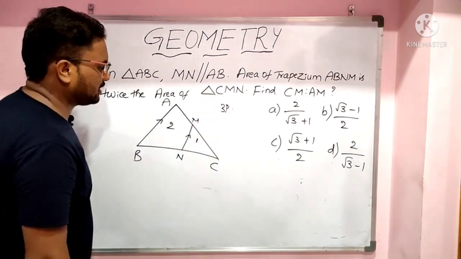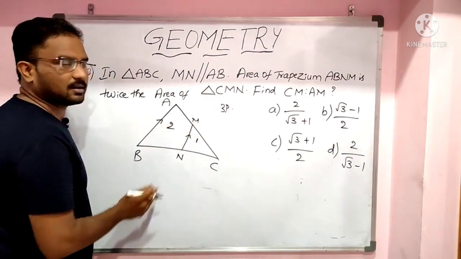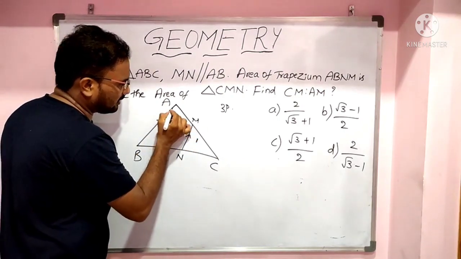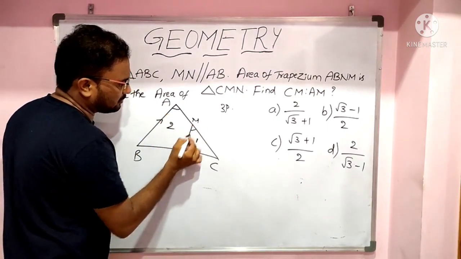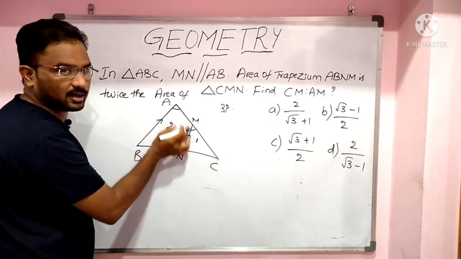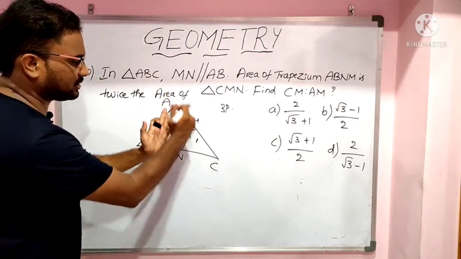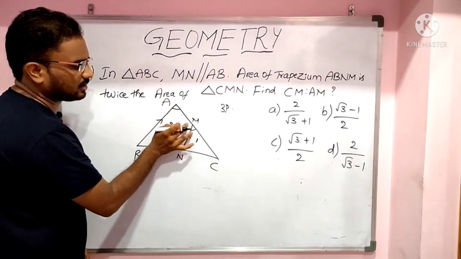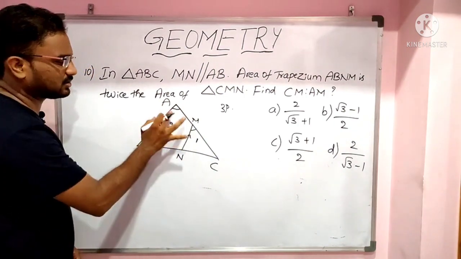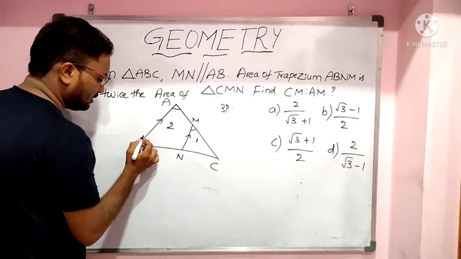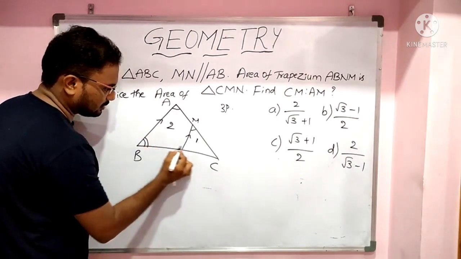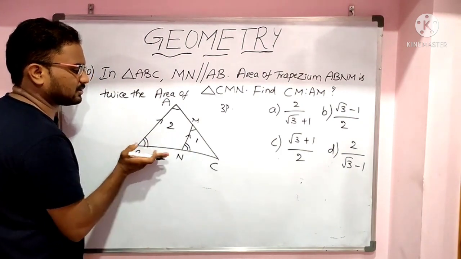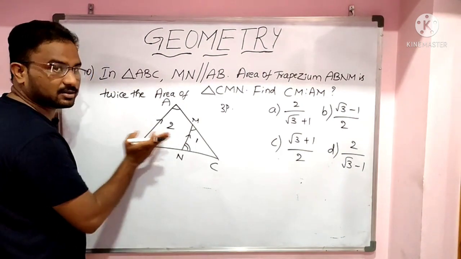Okay, so here these two lines are parallel. AB is parallel to MN. So this angle and this angle both are equal because these two are corresponding angles. These two lines are parallel and this is the transversal. Hence these two are equal. And similarly, these two angles are equal. These two are also corresponding angles.